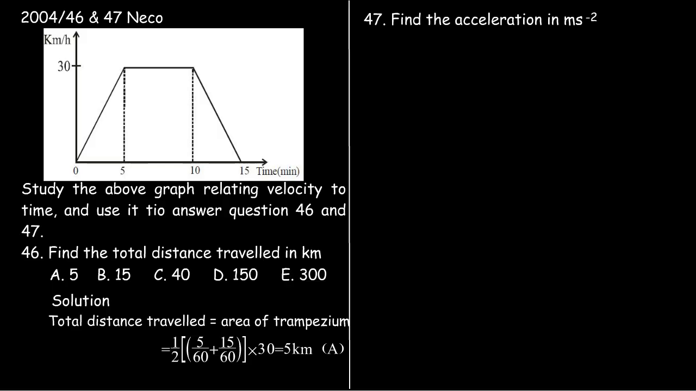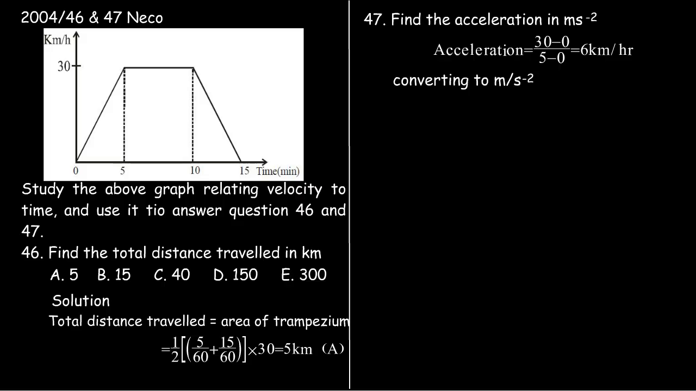Now question 47 states that find the acceleration in meters per second squared. Now acceleration will be equal to velocity over time. That is the velocity during the acceleration phase over time. So it will be equal to 30 divided by 5, which is 6 kilometers per hour squared. 30 minus 0 is 30 and 5 minus 0 is also 5.